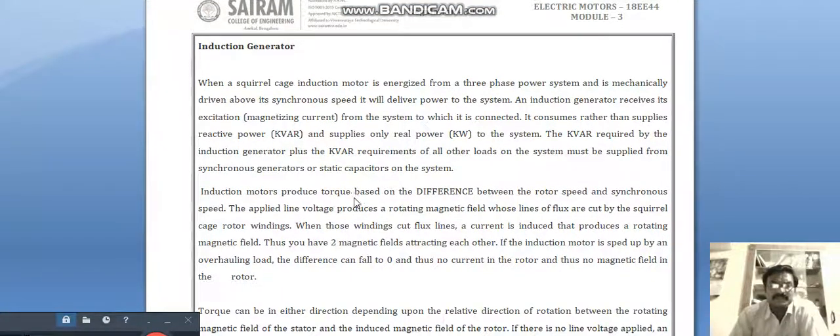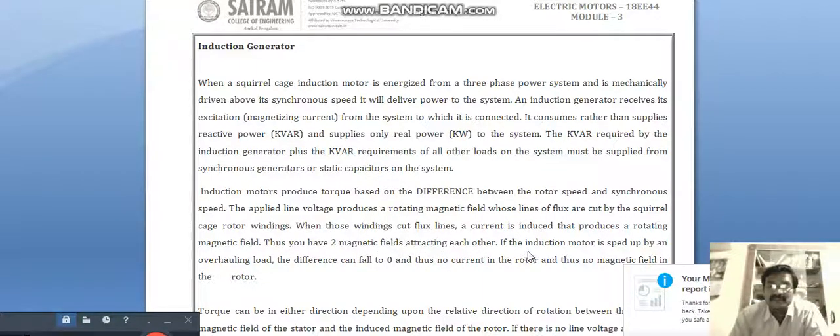Induction motor produces torque based on the difference between the rotor speed and synchronous speed. The applied line voltage produces a rotating magnetic field whose lines of flux are cut by the squirrel cage rotor winding. When those windings cut flux lines, a current is induced that produces a rotating magnetic field. Thus, you have two magnetic fields attracting each other.